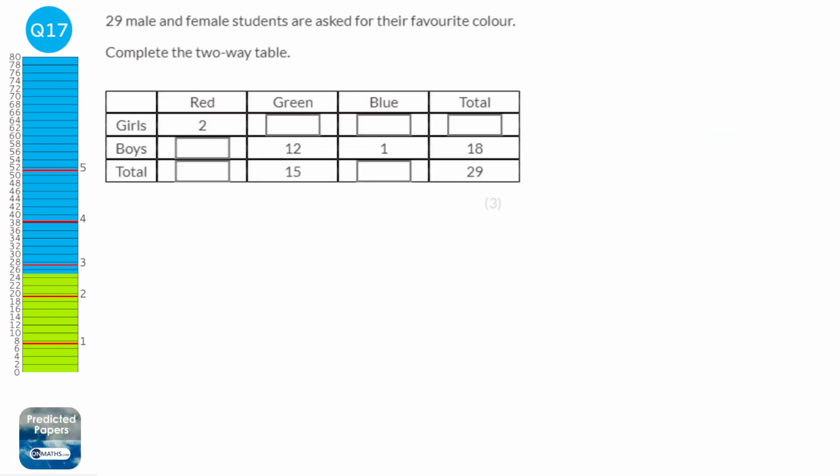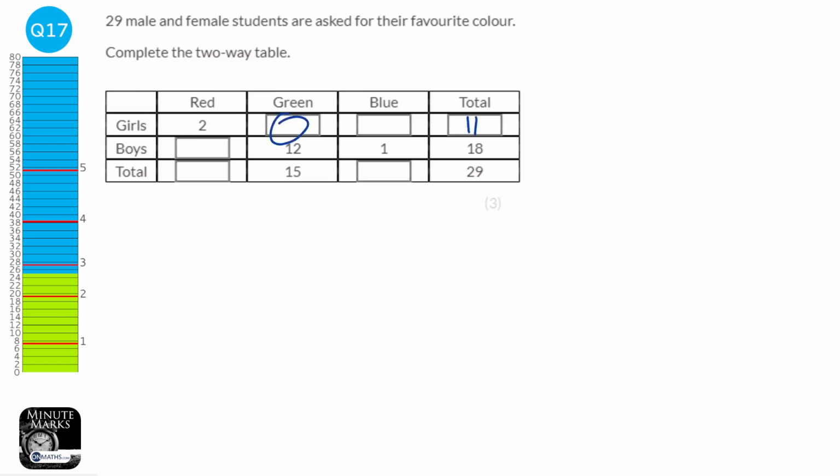With these questions, we've just got to go around and fill in what we can, and there's going to be some numbers, like this one here, we can't fill in yet, so we're going to have to be strategic in the order we do it. I'm going to first of all look here, and notice that the total of girls and boys is 29, the total of the boys is 18, so take away the 18 from 29 and we get 11.